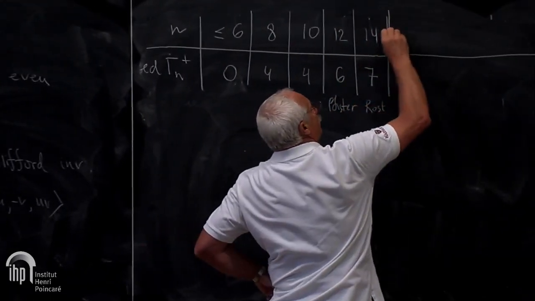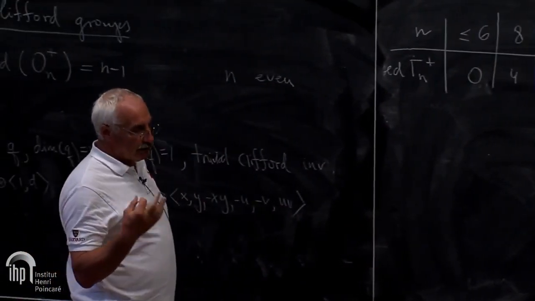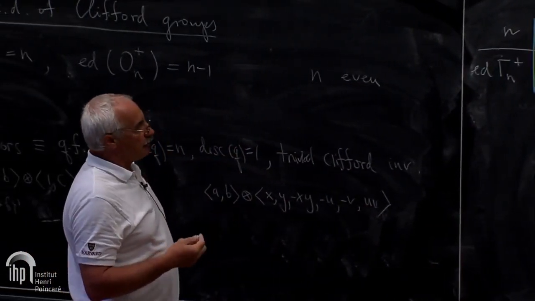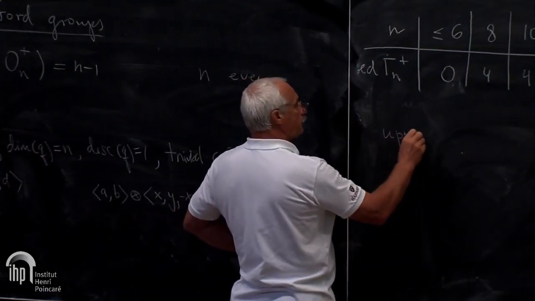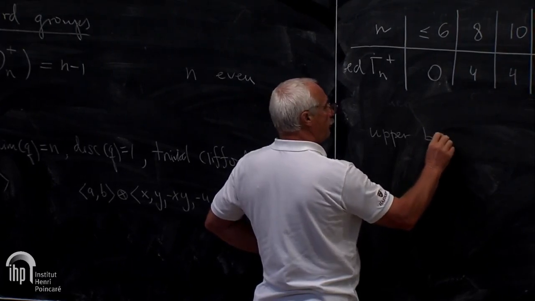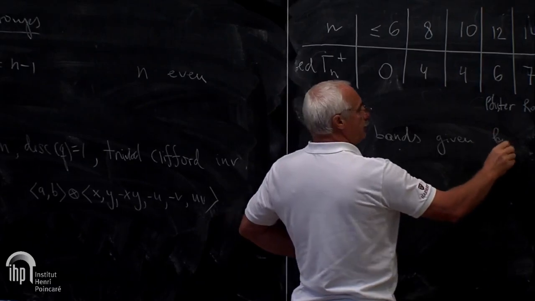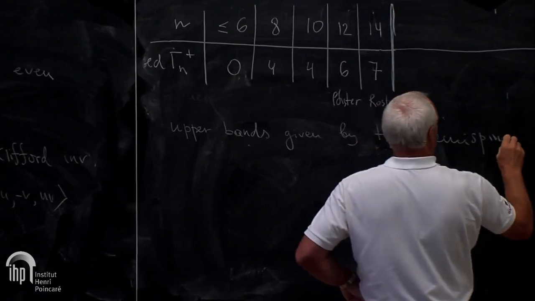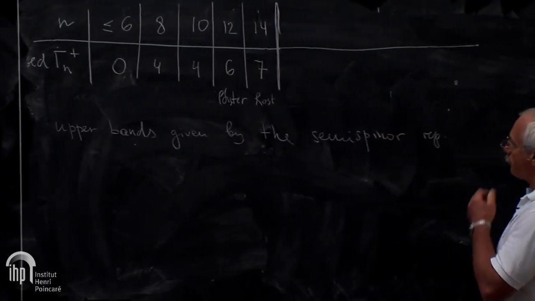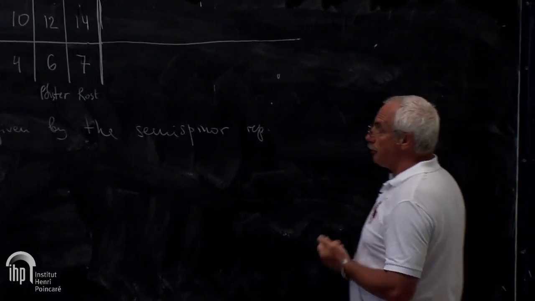after 14, the semi-spinor representation, which has dimension, well, some exponent of 2, becomes generically free. So you get an upper bound given by the semi-spinor representation. And it's exponential. You have a lower bound using a certain finite subgroup.